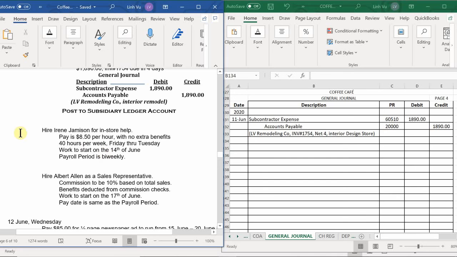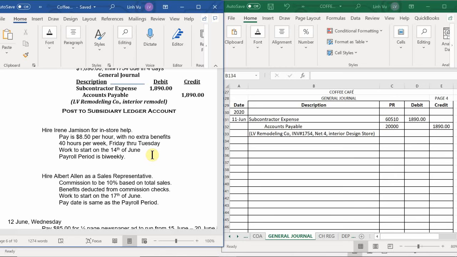In this case, all we did was hire Irene Jameson, and she's going to start work on the 14th of June. Right now, all we did was hire her, so we need to at least record the stuff to hire her. That's it. Nothing else there. She didn't start working, nor did we pay her, because we wrote that she is going to be working bi-weekly, so her paychecks are going to come every Friday.